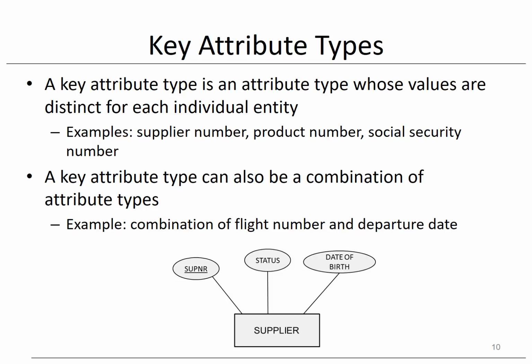As an example, suppose a flight is identified by a flight number. However, the same flight number is used on each day to represent a particular flight. In this case, a combination of flight number and departure date is needed to uniquely identify flight entities. It is clear from this example that the definition of a key attribute type depends upon the business setting. Key attribute types are underlined in the ER model as illustrated in the figure.